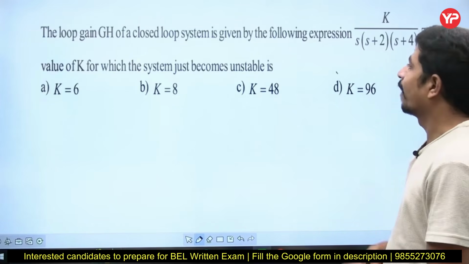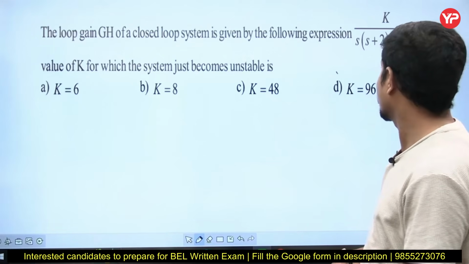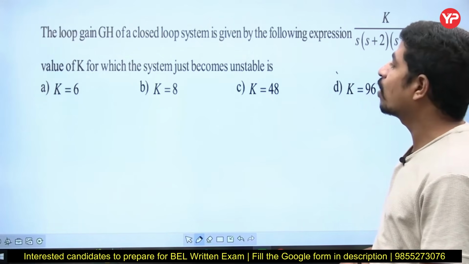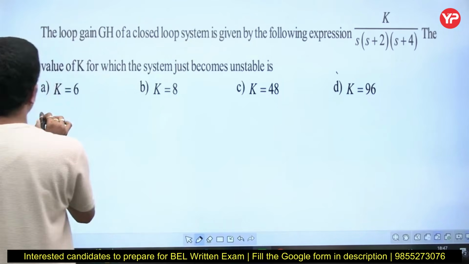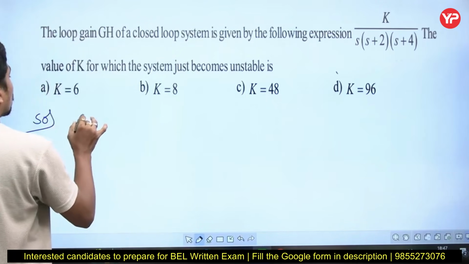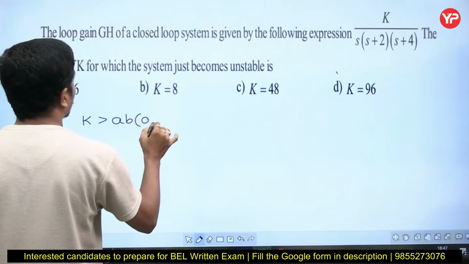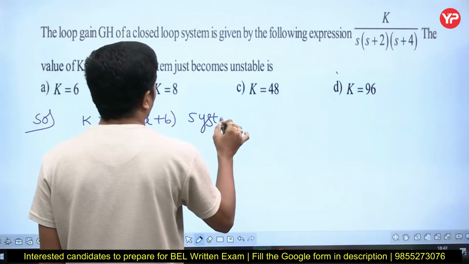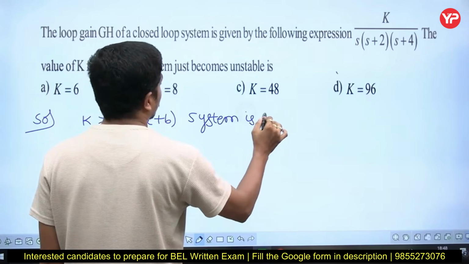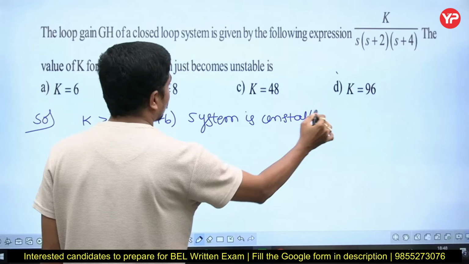It says the loop gain GH of a closed loop system is given by the following expression: K by s into s plus 2 into s plus 4. The value of K for which the system just becomes unstable is asked. See, this is the concept. If K is greater than ab into a plus b, yes, system is unstable. Sir, what is a, what is b? I will tell you.